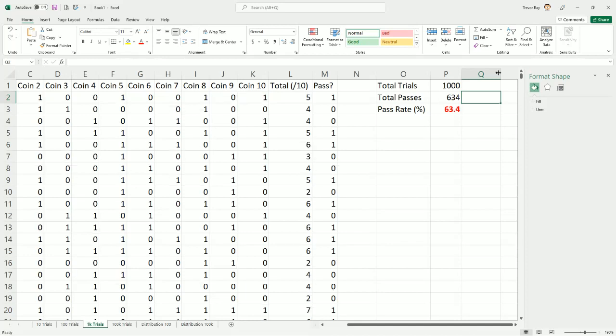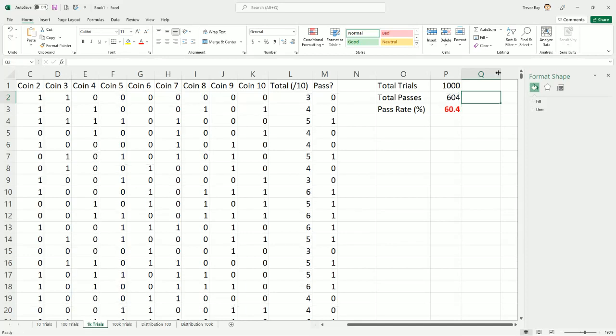63.1, 63.4, 60.4. Okay, I think we're probably good. So with 1,000 trials, we're starting to get a little bit more consistent. Our numbers are bouncing around within a few percent of each other, but they're pretty much in the very high 50s or low to mid 60s.